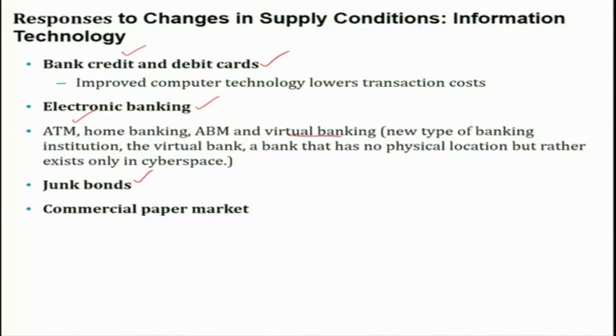Another development is the commercial paper market. You know, commercial paper is a short-term debt security issued by large banks and corporations. That was also possible due to changes in supply conditions, that is, changes in information technology.